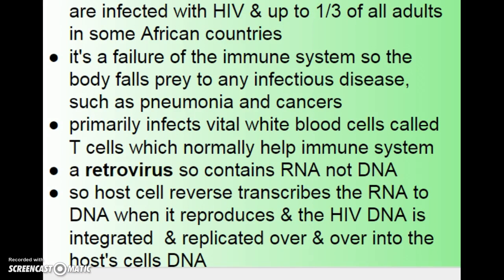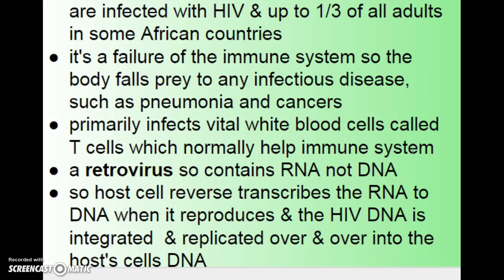So what is AIDS? It's a failure of the immune system. So the body falls prey to any infectious disease, so something like pneumonia can be fatal, and it certainly makes it more prone to things such as cancer. It primarily infects vital white blood cells called T cells, which normally help the immune system.